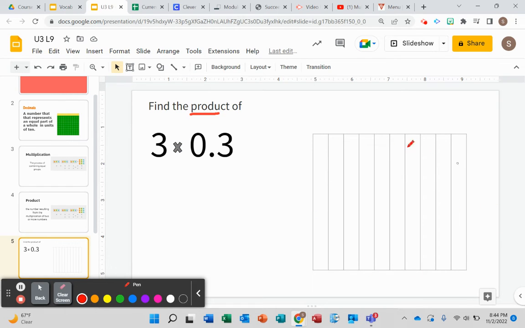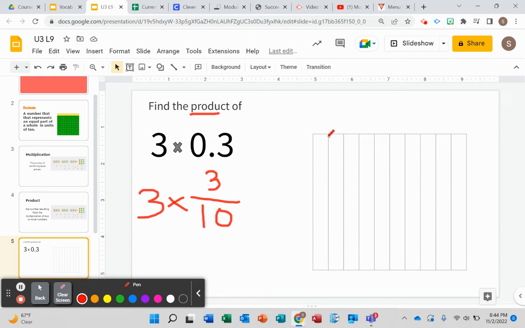Over here, I went ahead and took our whole and I cut it into 10 pieces. So 1, 2, 3, 4, 5, 6, 7, 8, 9, 10. Why did I do that? Because we have 3/10, which is equal to writing the fraction 3/10, right? So what we are doing is we are going to multiply 3 times 3/10.